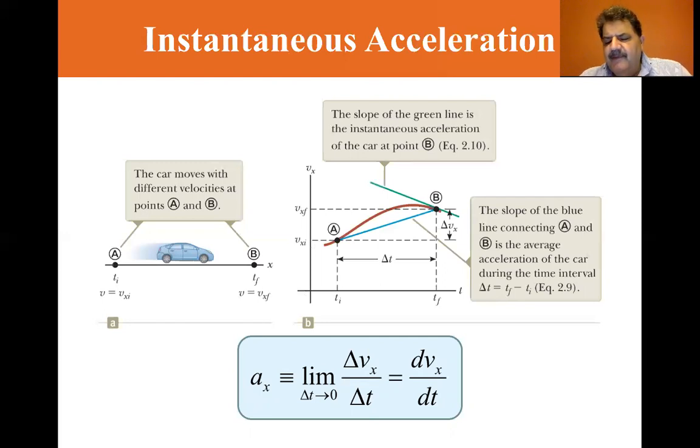Interpret the derivative of velocity with respect to time as the time rate of change of velocity. If ax is positive, then the acceleration is in the plus x direction. If ax is negative, then the acceleration is in the negative x direction.